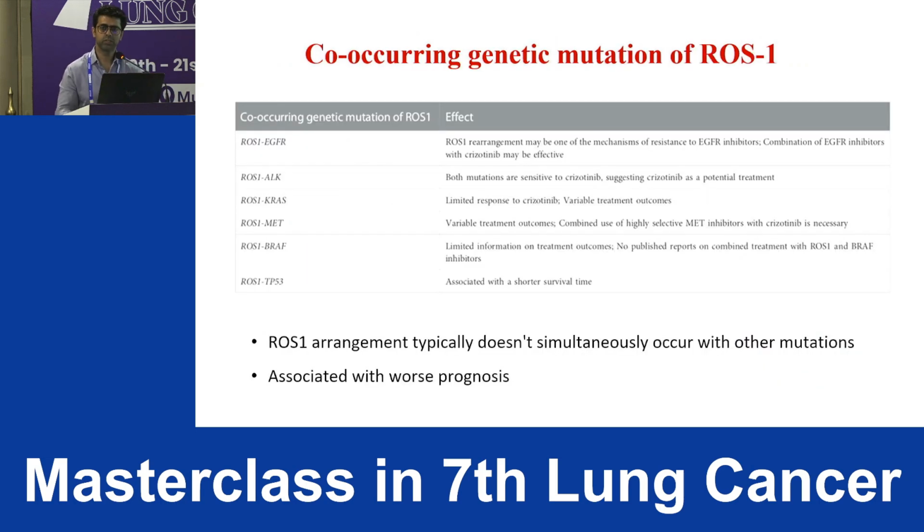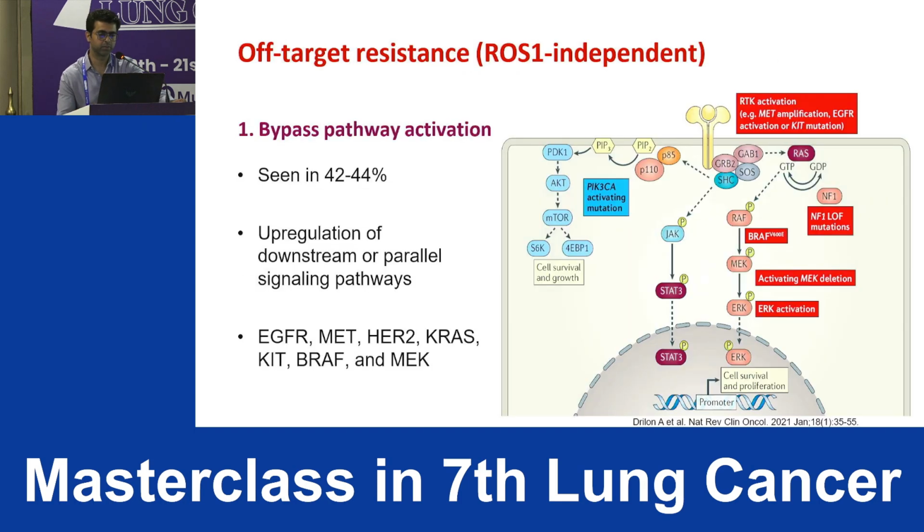Co-occurring genetic mutations with ROS1 can be EGFR, ALK, KRAS, MET, BRAF, and TP53. Although these co-mutations are very rare, only less than 2 to 3%, and they typically don't occur simultaneously with any other mutation. These are very rare. Whenever this happens, they are associated with worse prognosis.